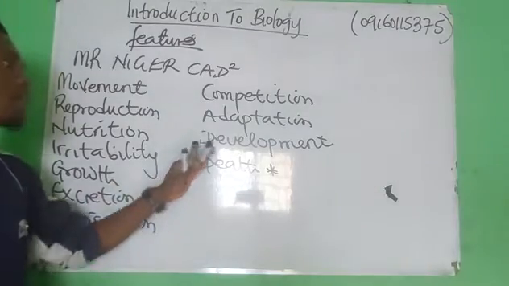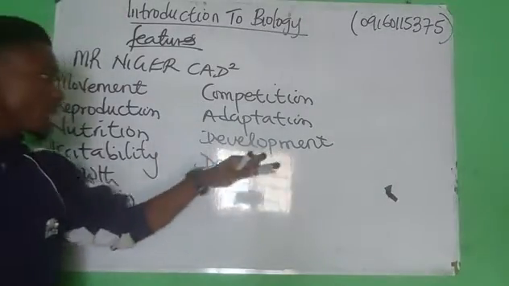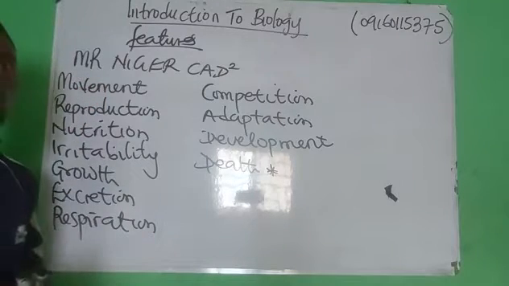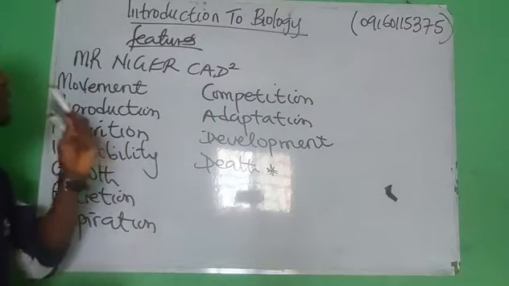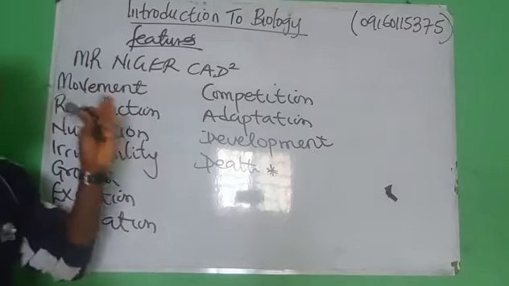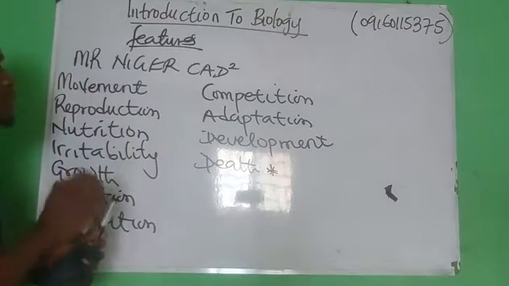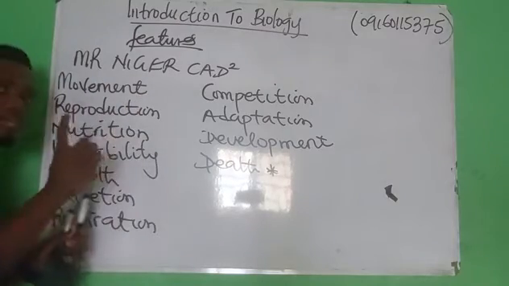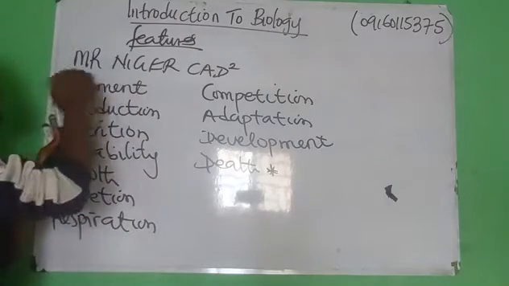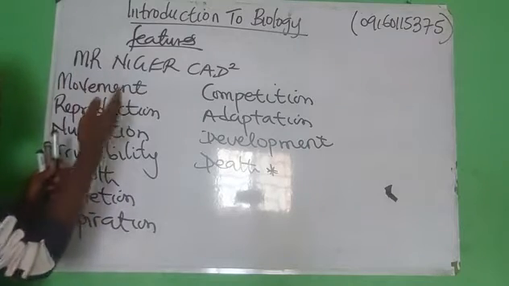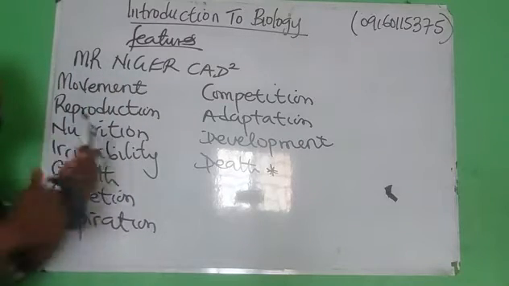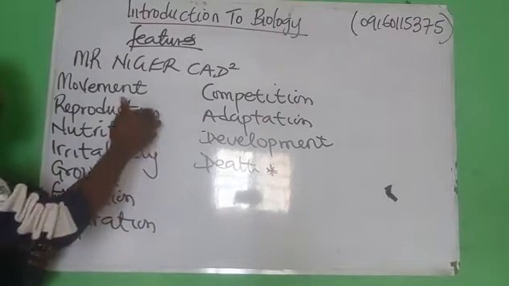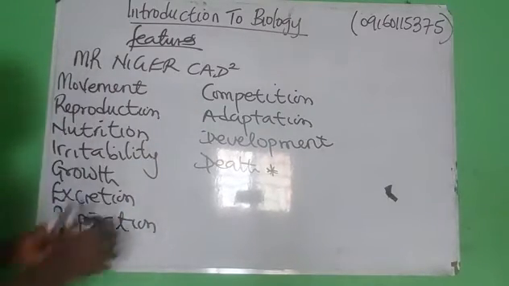Alright, apart from death, apart from this last one, every word here is a topic on its own. However, since we are discussing the features of living things, it means I'll be introducing them briefly. I'm not going to be treating them as a topic. Don't forget, we are just looking at the features of living things. I'll say one or two things and get out. So, because in our subsequent classes, we'll be taking each as a topic.